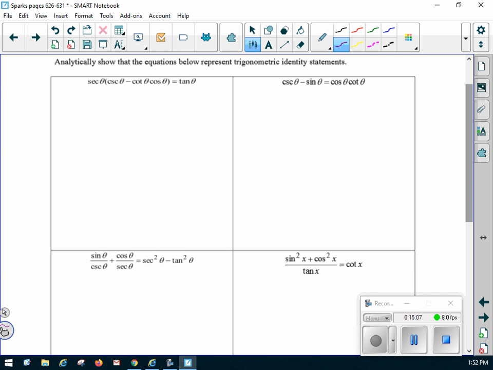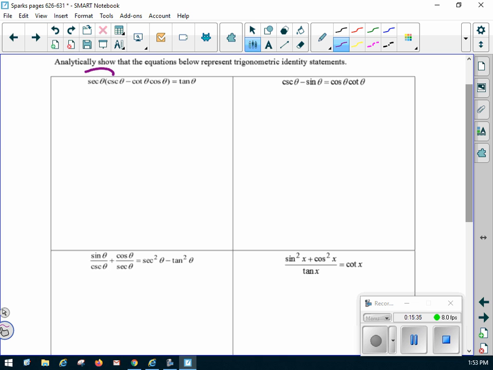Which side is more complicated looking? The left. I do not want to try to make tangent theta look like the left. I don't even know what to do. So let's start with the left side. You have two choices. You could distribute or clean up what's inside the parentheses first. Does it matter? No. So Mia says distribute.